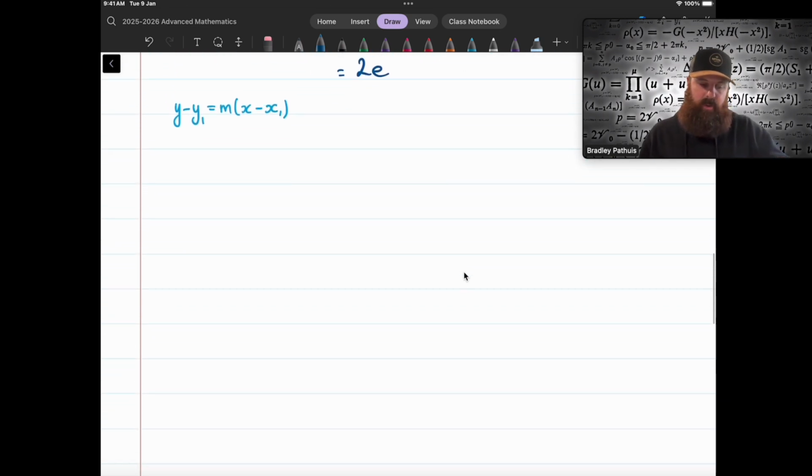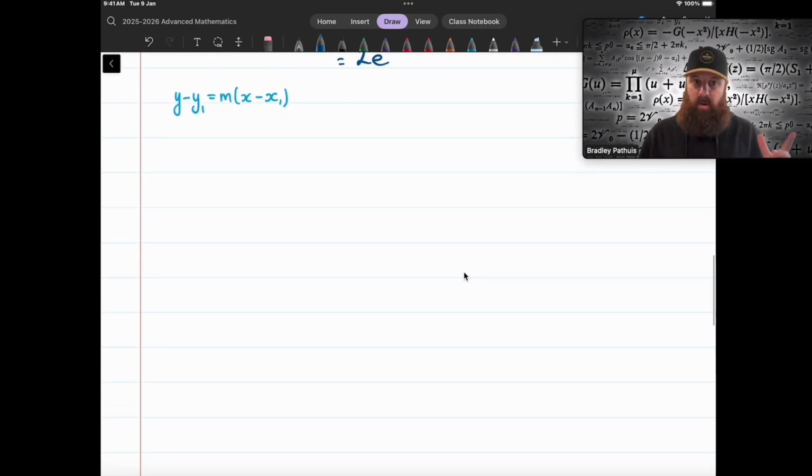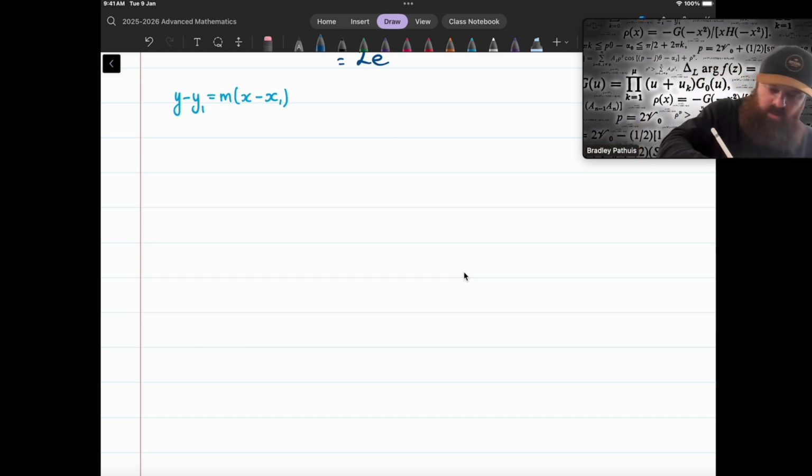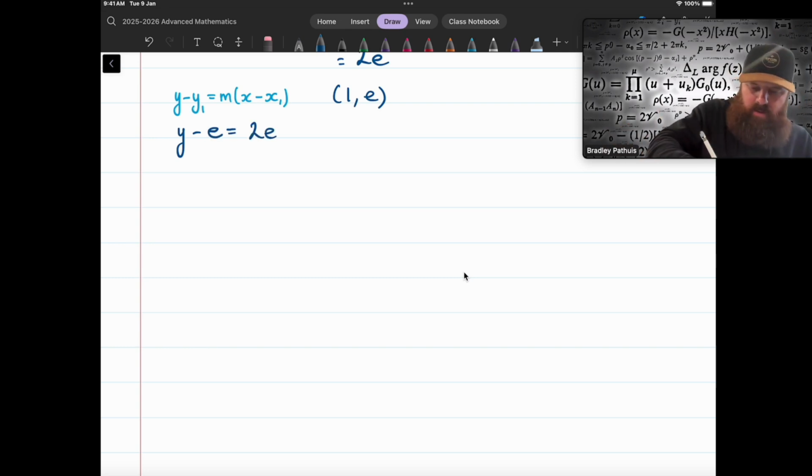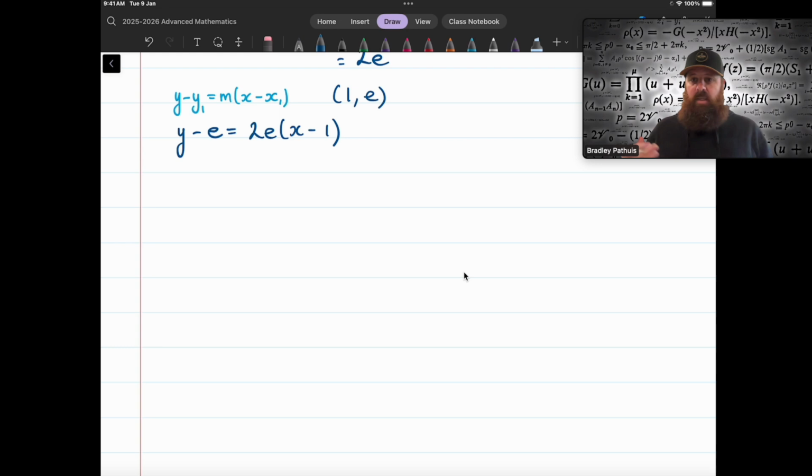So using the point gradient formula, y minus y1 equals m outside of x minus x1. Y minus, we'll remember the point we were given was (1, e). So y minus e equals our gradient, which we said was 2e, outside of x minus the first x coordinate, which is 1. And now all we're going to do is expand the brackets on the right. We're going to move that e that's on the left-hand side over to the right-hand side of the equation, and we're going to come up with a statement in the terms of y equals mx plus c.